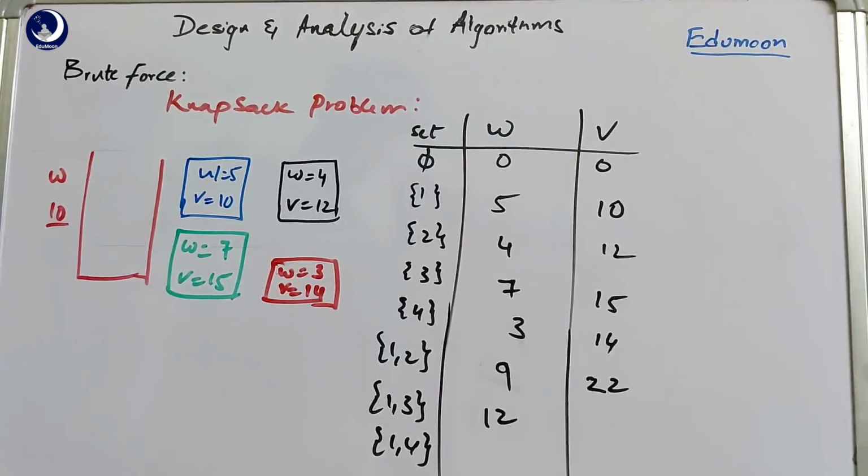But you can see that is not feasible because the maximum weight of the knapsack is 10. Here 12 is exceeding 10, so we need not calculate the value for this one because it is not satisfying the constraint, so we can write it as infeasible. Similarly, next one is 1 and 4. If you add 1 and 4, the weight will be 8 and the value is equal to 24.